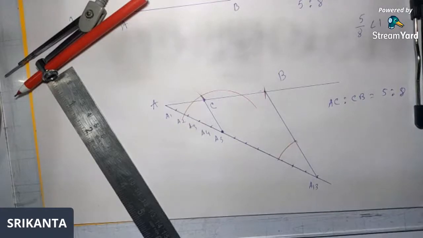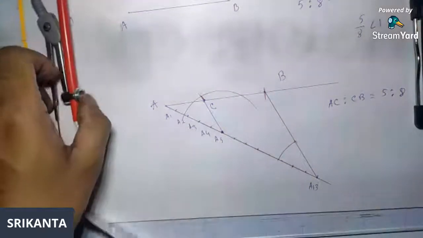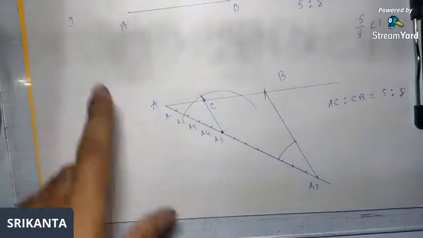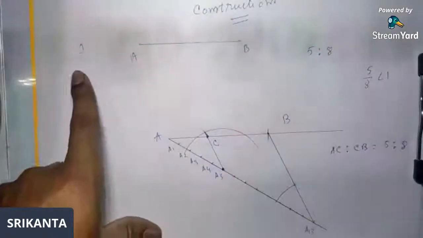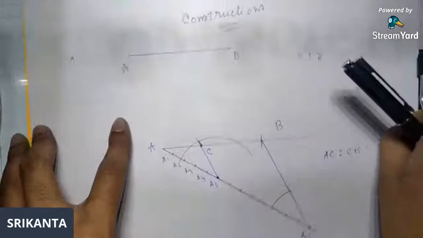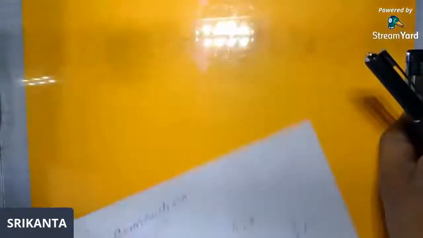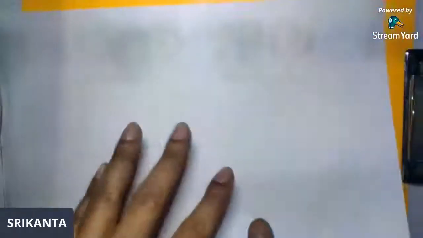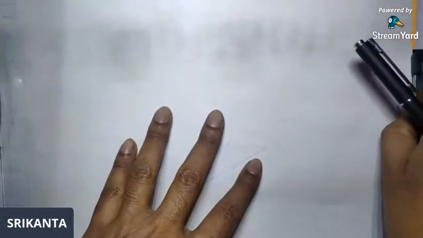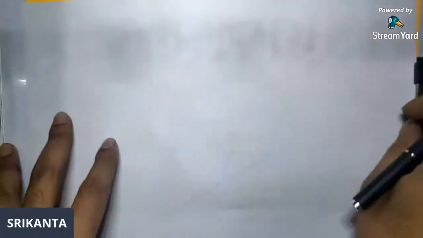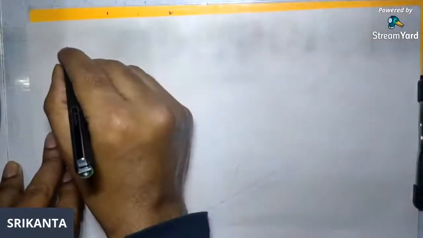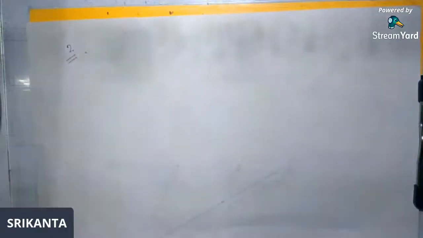Now we are going to do the same thing with respect to a triangle. That's a second question. That is question number 2. This was our question number 1. Okay. We are going to do the similar thing with respect to our question number 2. Let's do question number 2.